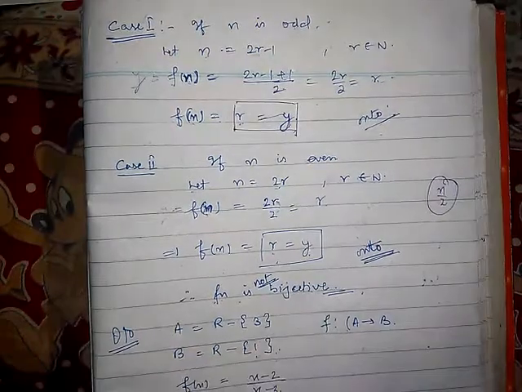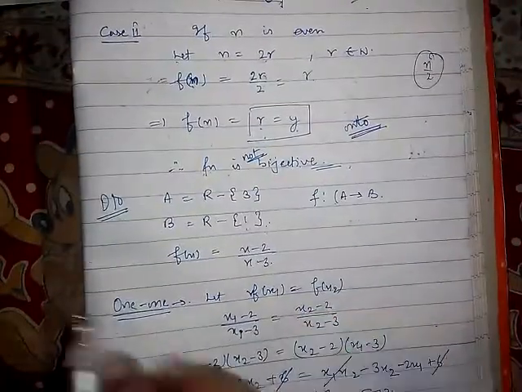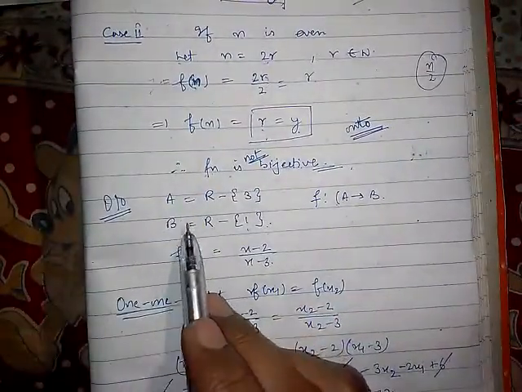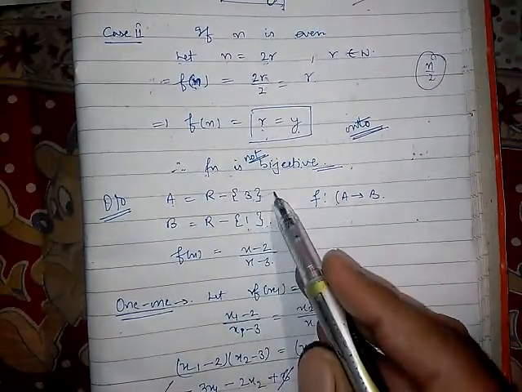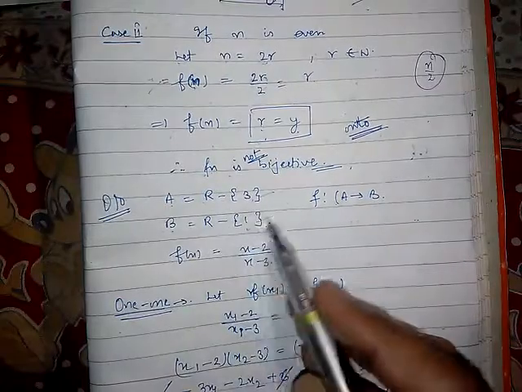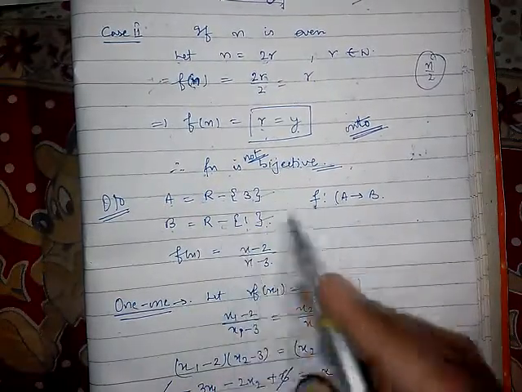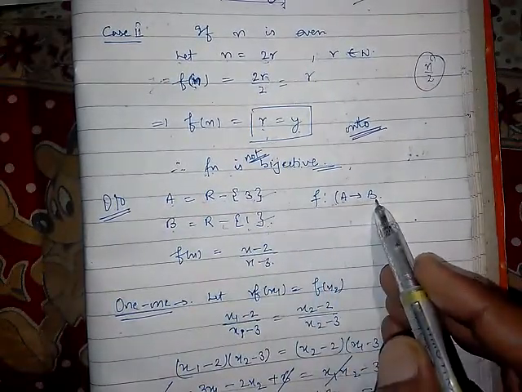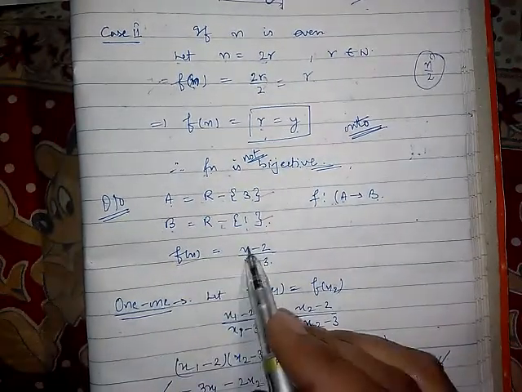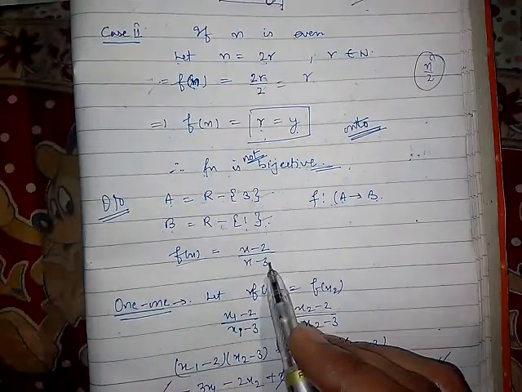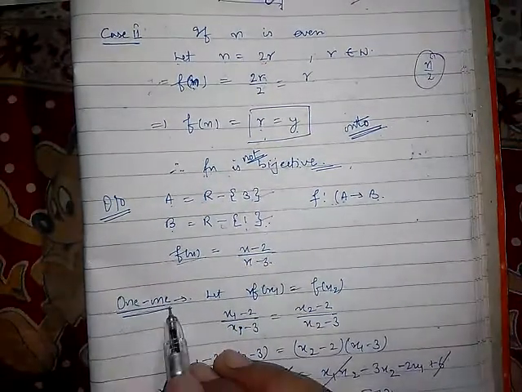Clear? After that come to your question number 10. So two sets are given to you, A is the real numbers minus 3. Okay, just exclude 3 from the real numbers. For B, exclude 1 from the real numbers, and f is such that A is mapping to B. Then the given function is f of x is equal to (x minus 2) upon (x minus 3). So we have to prove it is a bijective function.